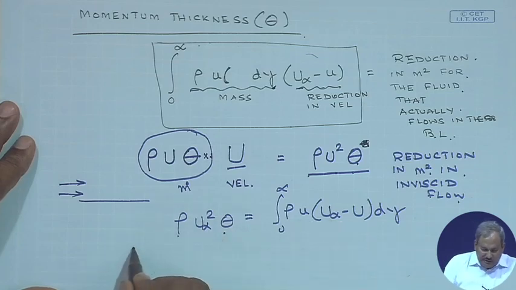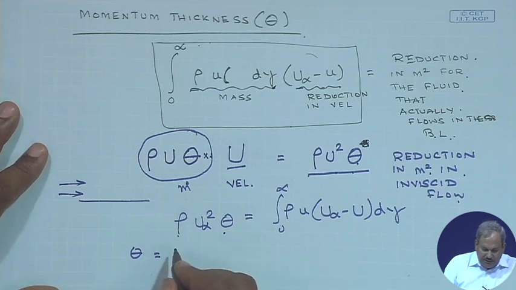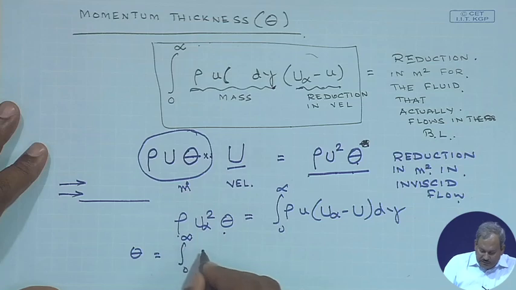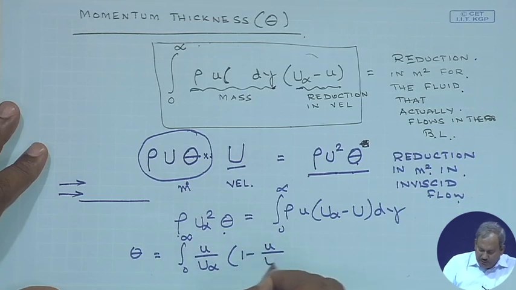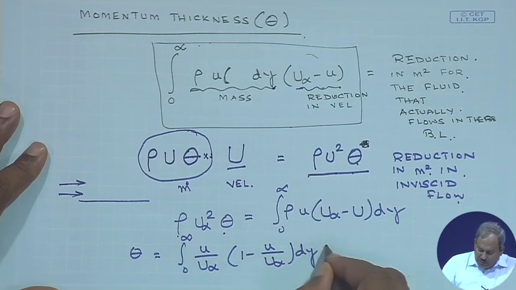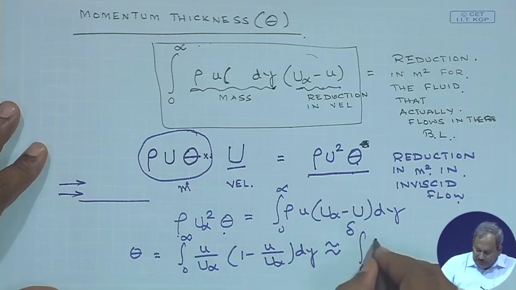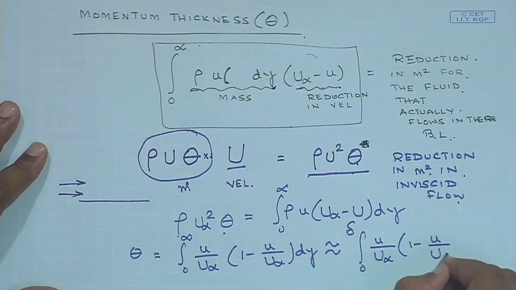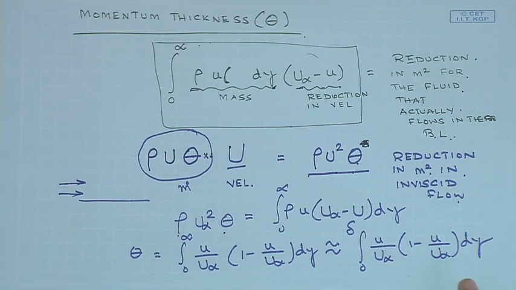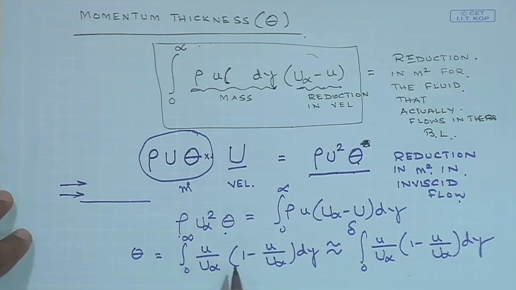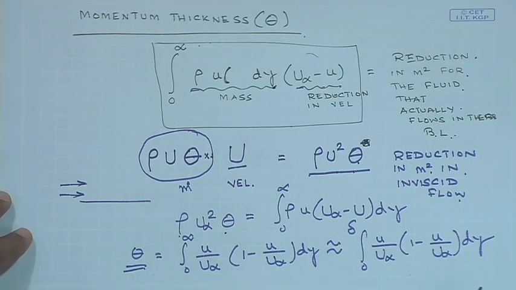So, with this, as previously, we can obtain an expression for theta as integral from 0 to infinity of small u by u infinity times 1 minus small u by u infinity dy, or which for all practical purposes can be approximated by the integral from 0 to delta of small u by u infinity times 1 minus small u by u infinity dy. So, this is the definition of the momentum thickness.